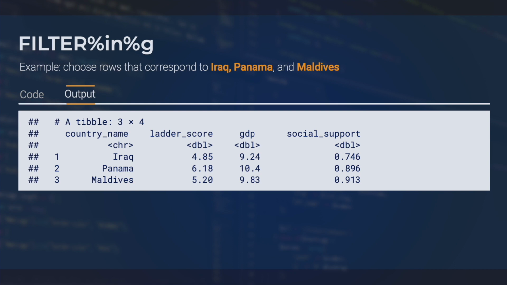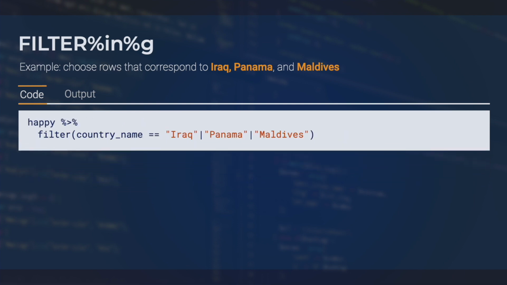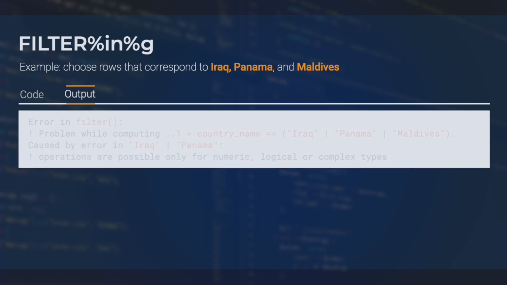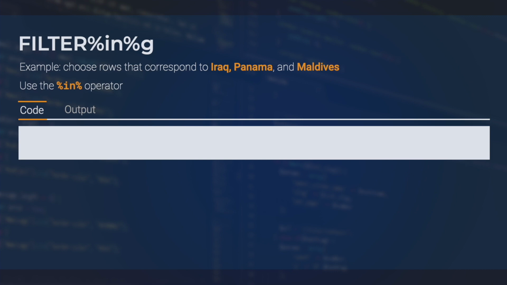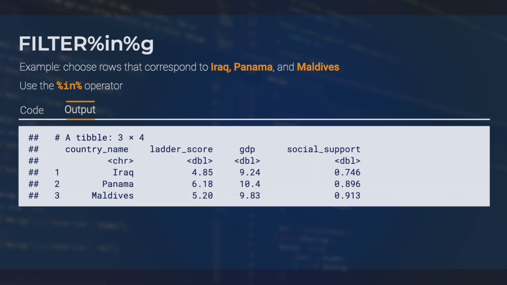This is fine, but is there a way to avoid writing multiple OR statements? We could simply try this. Does country name equal Iraq, or Panama, or Maldives? Unfortunately, this throws an error. This is where the in operator comes in handy. Instead of writing multiple OR statements, we use the in operator like this and supply our country names as a character vector. And this produces our desired output.